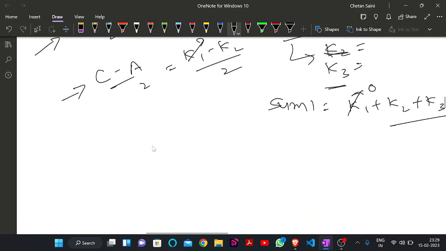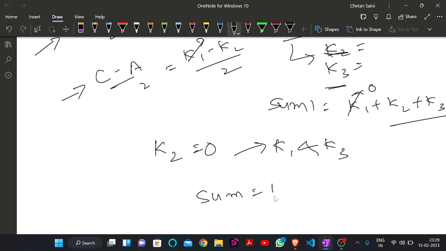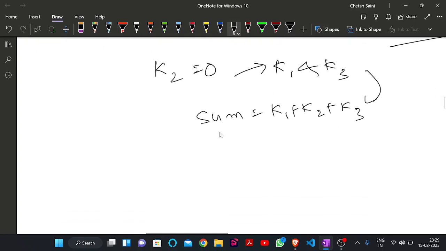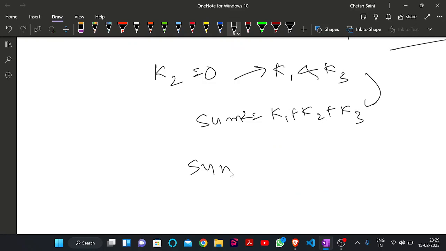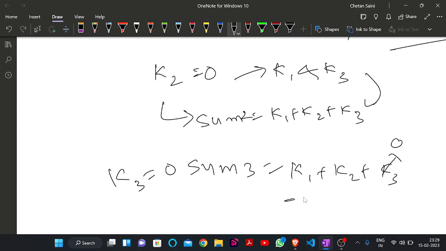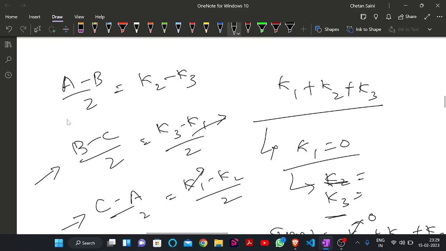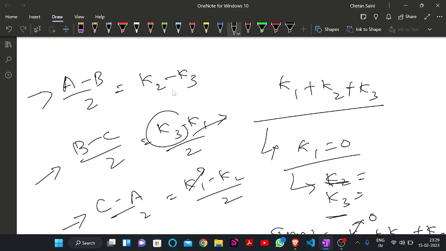Same like this, we will make K2 equal to 0 and find the values of K1 and K3. Then our sum will be K1 plus K2 plus K3 from this, and our third sum will be when K3 is 0. Then K1 plus K2 plus K3, K3 is already 0 and we will find the values of K1 and K2 from these two. This is not by 2, sorry.